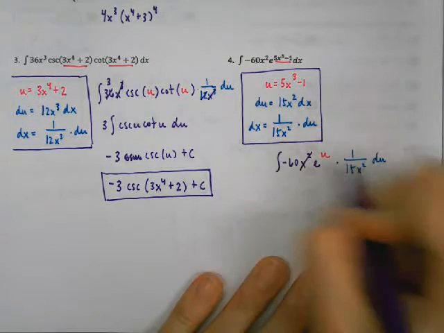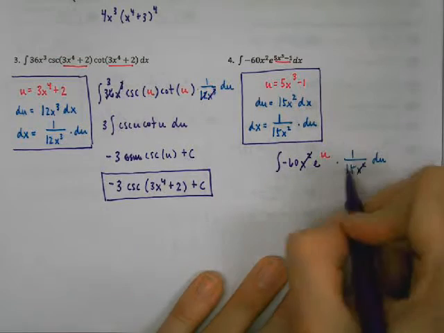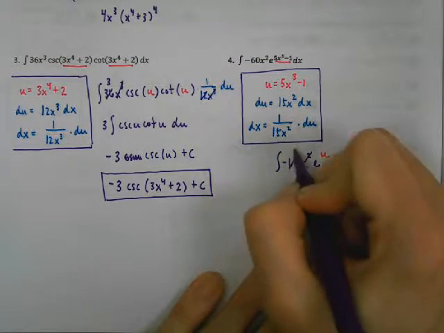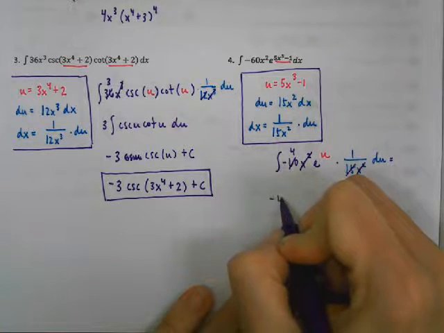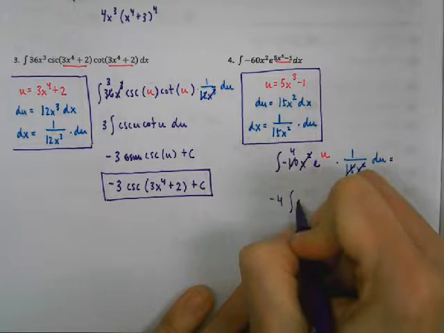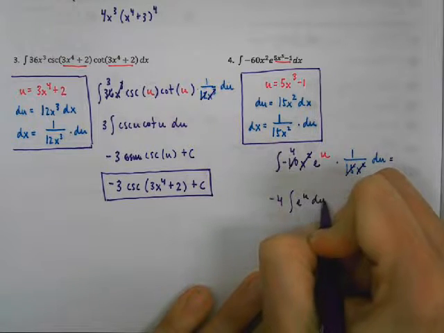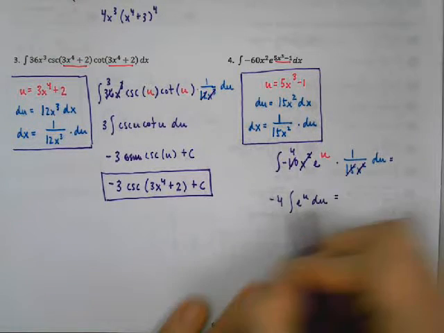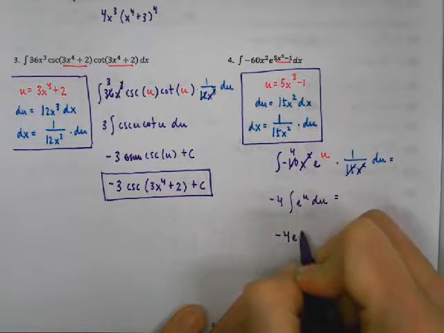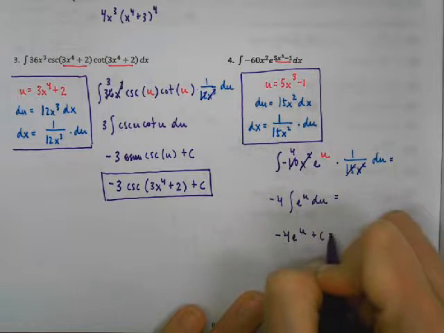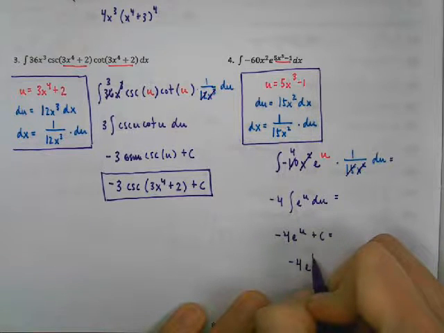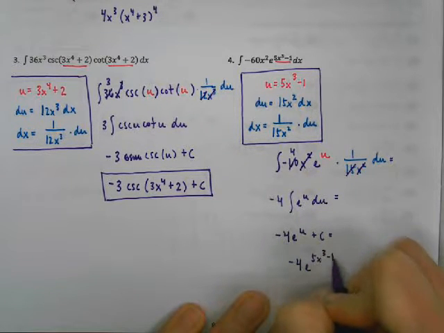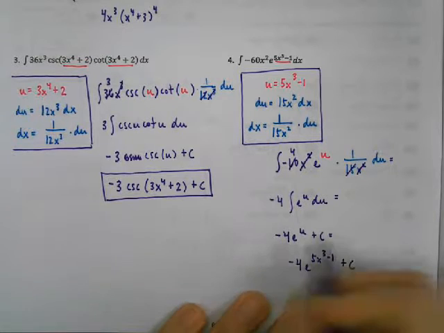So now I can cancel my x squareds. 60 divided by 15 is going to give me a negative 4 here. So if I simplify, what I'm left with is negative 4 times the integral of e to the u du. So my antiderivative is negative 4 e to the u plus c. And resubstituting, we get negative 4 e to the 5x cubed minus 1 plus c.